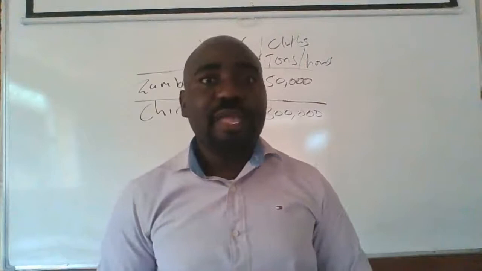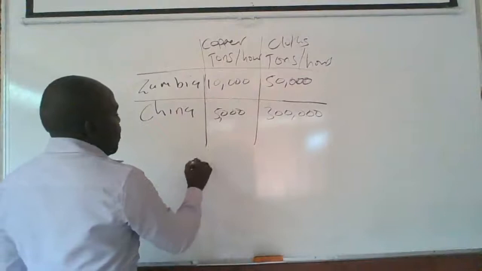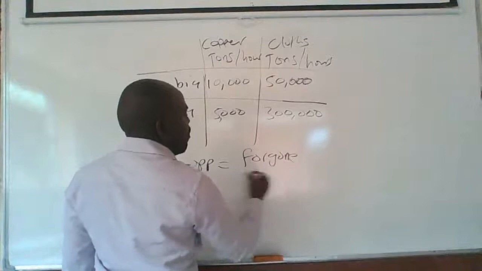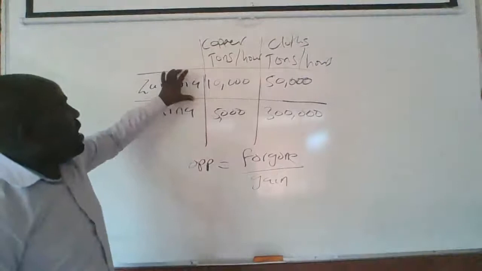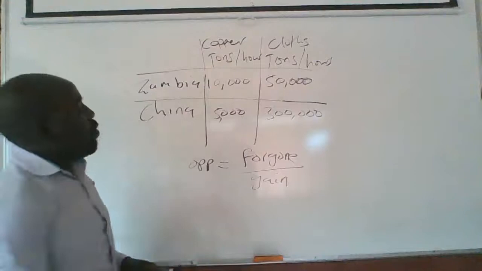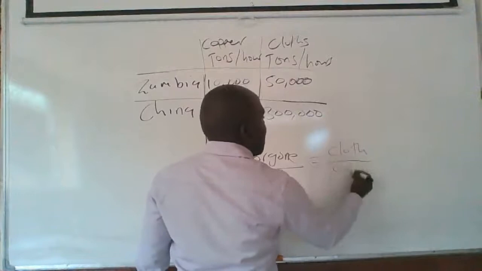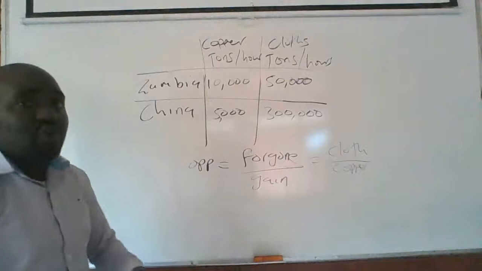In this case, if we are looking at copper production, the opportunity cost will be equal to, let's put it simpler, foregone over gain. So in the case of copper, if Zambia is to produce copper, the opportunity cost of producing copper will be the amount of clothes which Zambia will not produce divided by the amount of copper which Zambia is going to produce. And this will give us the opportunity cost of producing copper for Zambia.